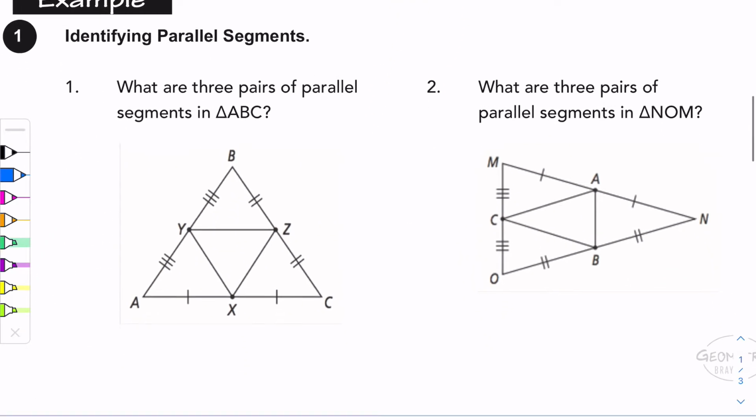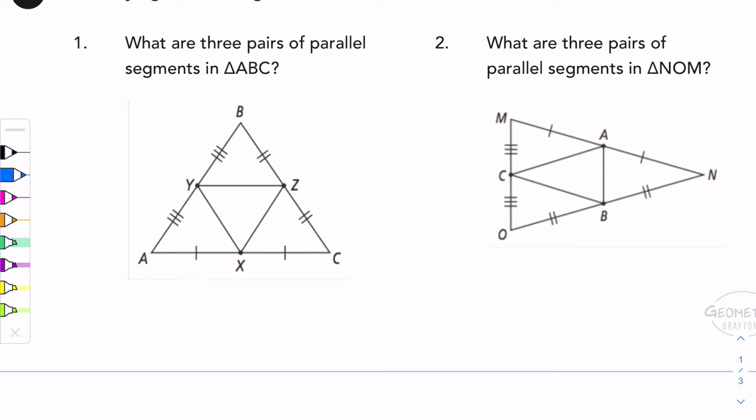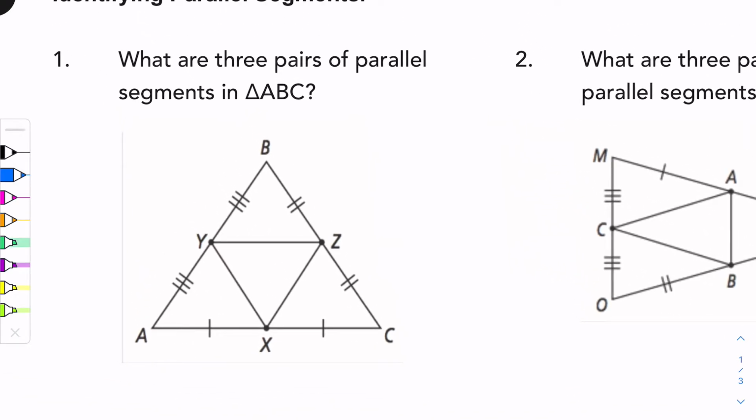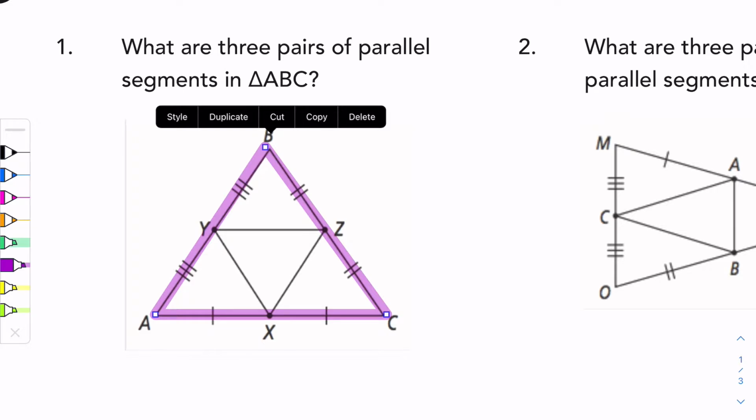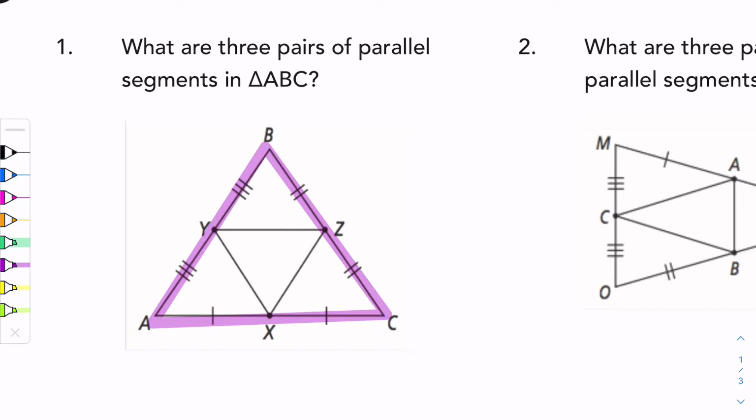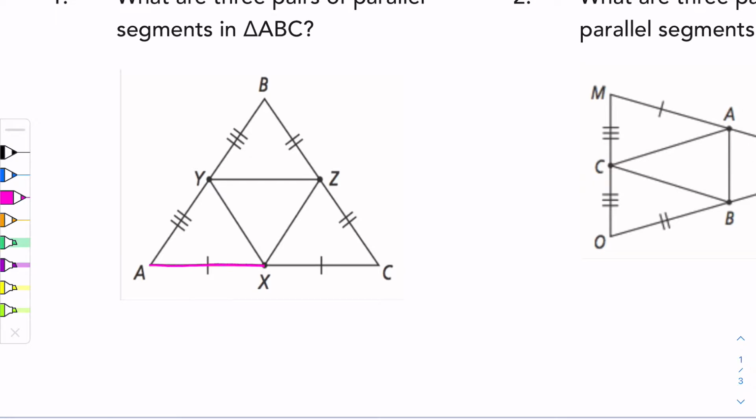Before we get into the algebraic equations, let's just take a look at a few more models. The first one is asking us to identify three pairs of parallel segments in triangle ABC. So ABC is this larger triangle here. However, we have many small triangles within that. And you can see that we have a lot of congruent segments. If you have congruent segments, then you have a midpoint. Let's start with segment AC. AC has been separated into two congruent segments, which indicates that X is the midpoint.